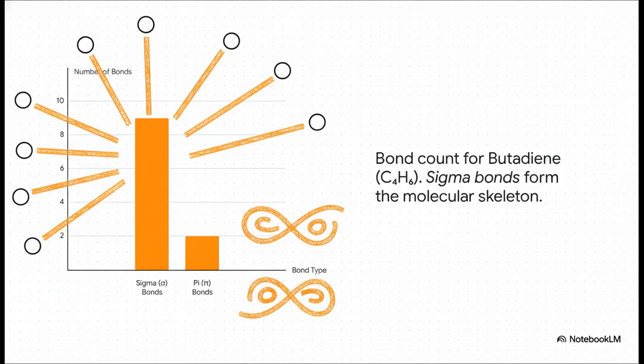That's 7. Now look at the 2 double bonds. Each one of those also has a sigma bond, so that's 2 more. 7 plus 2 gives us 9 sigma bonds total. And what's left? Each double bond has 1 pi bond, so that's 2 pi bonds. 9 sigma, 2 pi. Done.